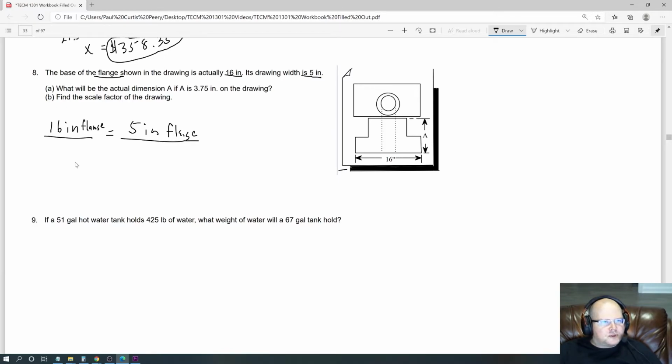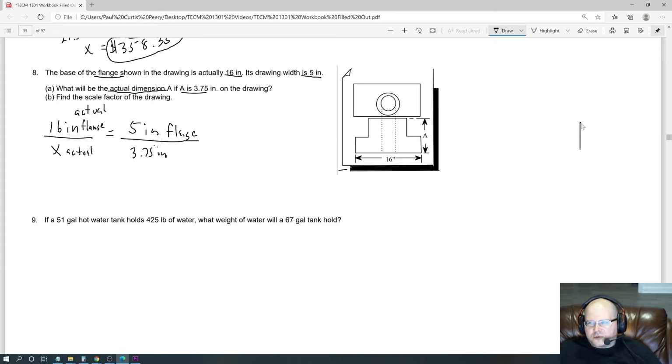Okay. So what they're saying is that the actual dimension, the one you don't know, right? So I guess I could put down that this is the actual flange, right? And then of course we're going to have actual this other one over here. Okay, and that's the one we do not know what the actual one is. But we do know in the picture it's 3.75 inch right here, okay?